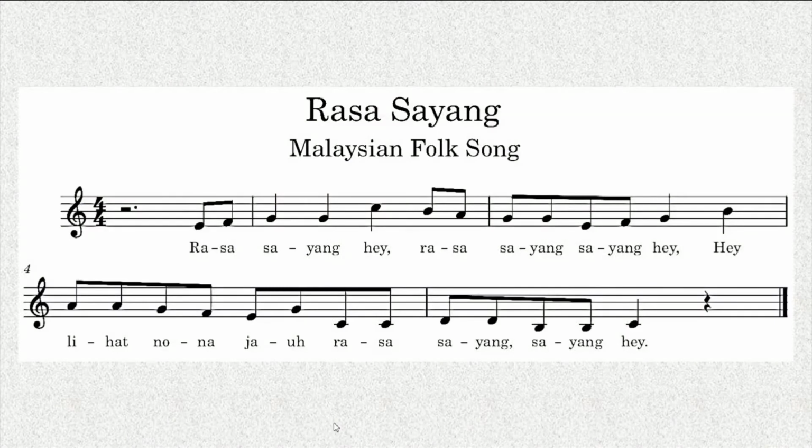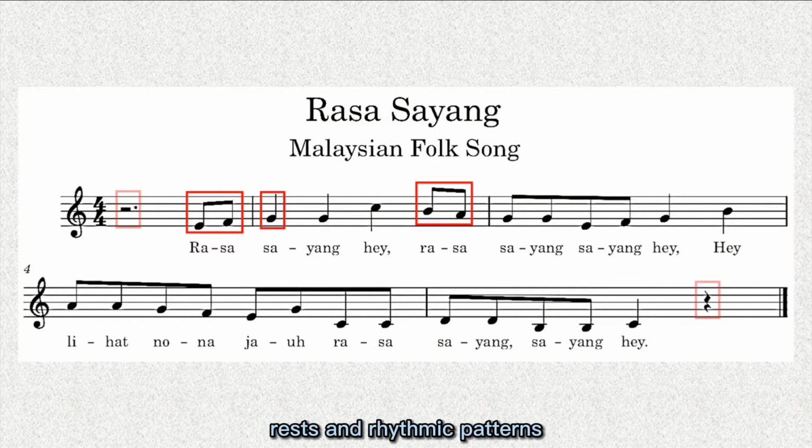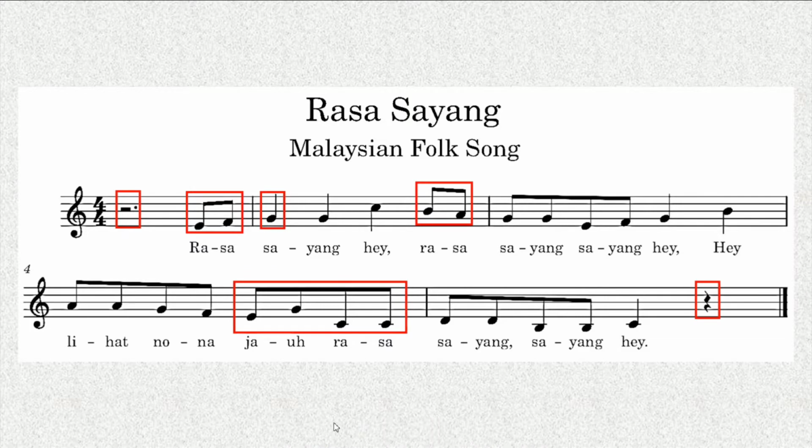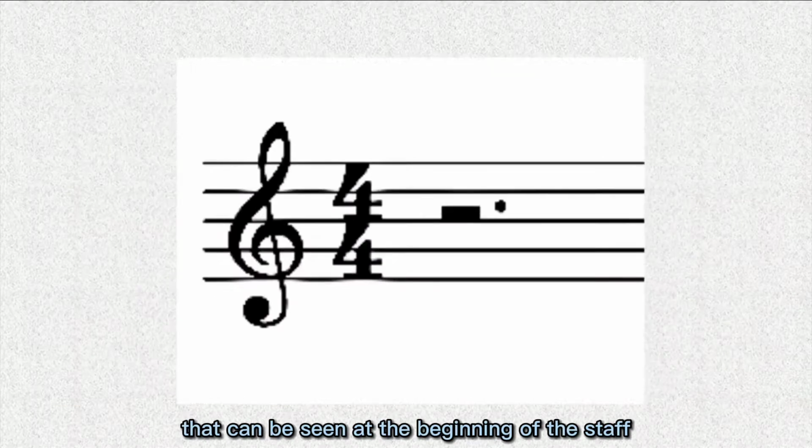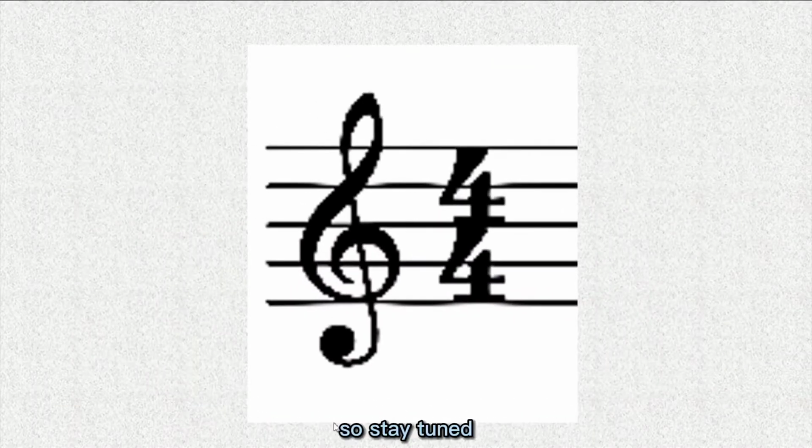In my last video, you have learned about some symbols found in the staff, such as the notes, rests, and rhythmic patterns. In this video, we are going to learn about these numbers that can be seen at the beginning of the staff. So, stay tuned.